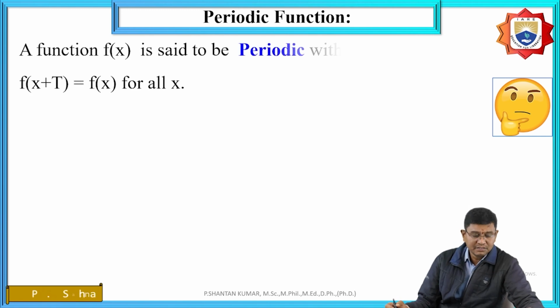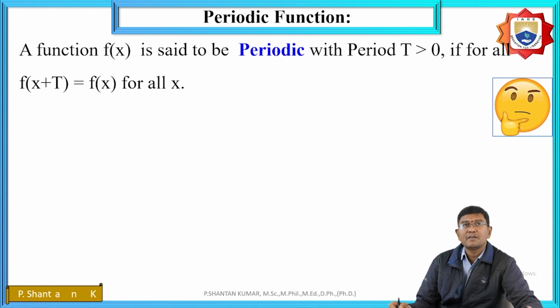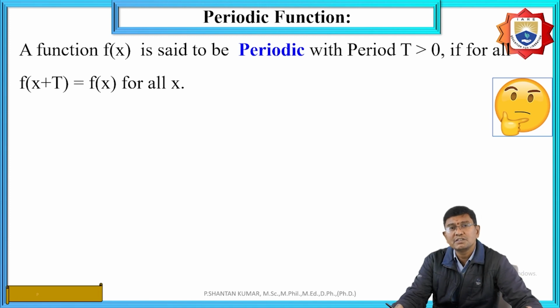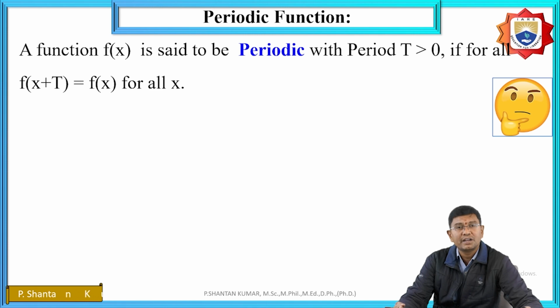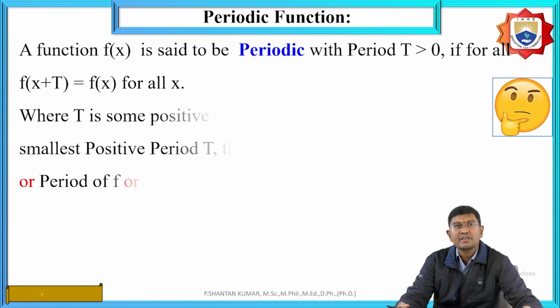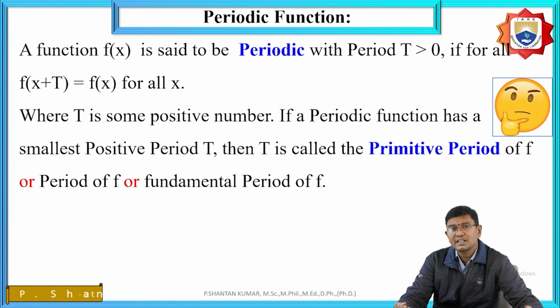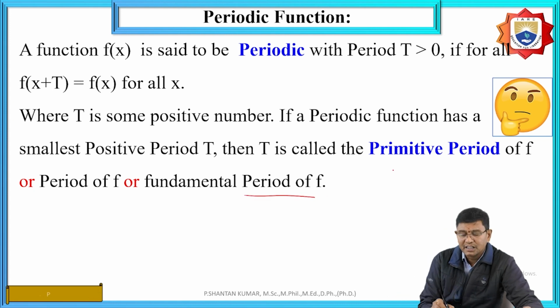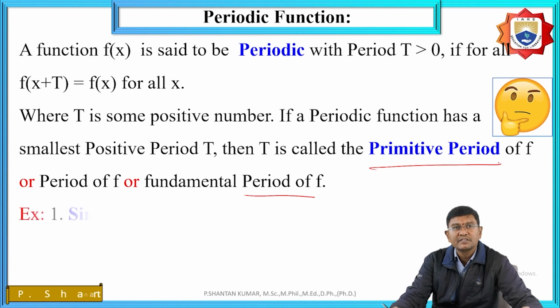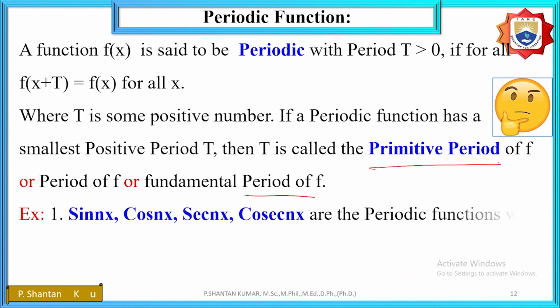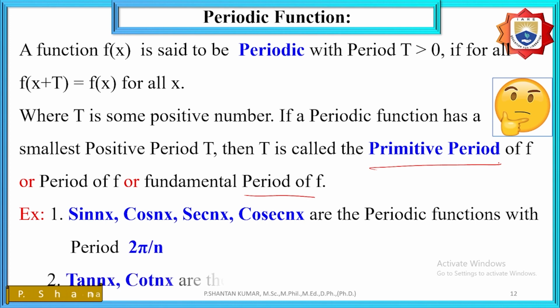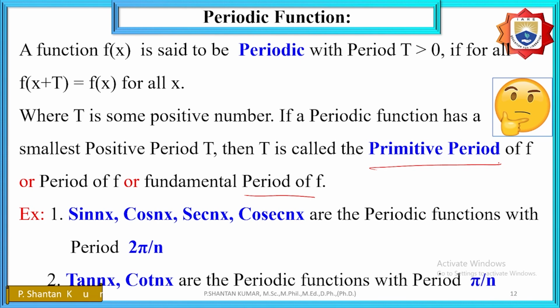And for a periodic function, you need to understand the definition: a function f of x is said to be a periodic function with period T greater than 0 if f of x plus T is equal to f of x for all values of x. And the smallest such T is the primitive period of f, which is also considered. Generally sin nx, cos nx, secant nx, cosecant nx are periodic functions with period 2 pi by n, and moreover tan nx and cot nx are periodic functions with period pi by n.